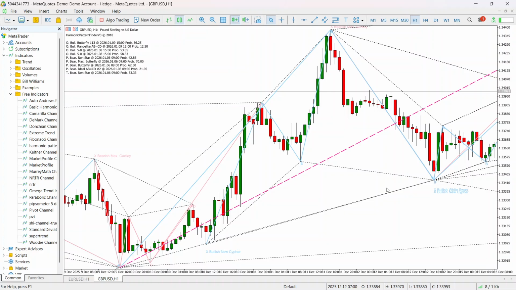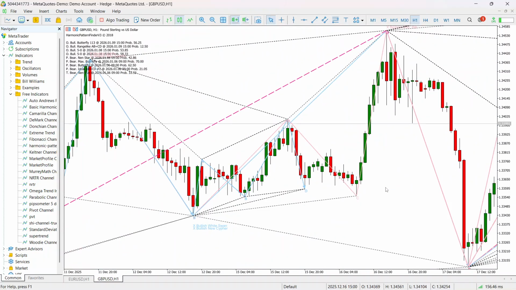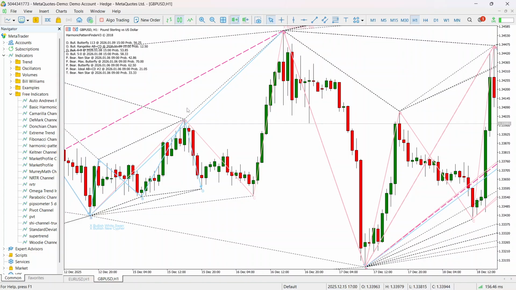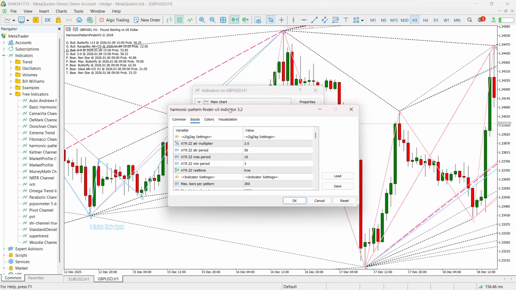Potential reversal zones, known as PRZ, are highlighted at the completion point D, where traders should look for confirmation signals, with the indicator also displaying projected target levels based on Fibonacci extension, as we can see here. For harmonic pattern trading, the entry point is typically set at or near point D of the completed pattern within the potential reversal zone, confirmed by candlestick patterns, divergence on oscillators like RSI, or other price action signals.